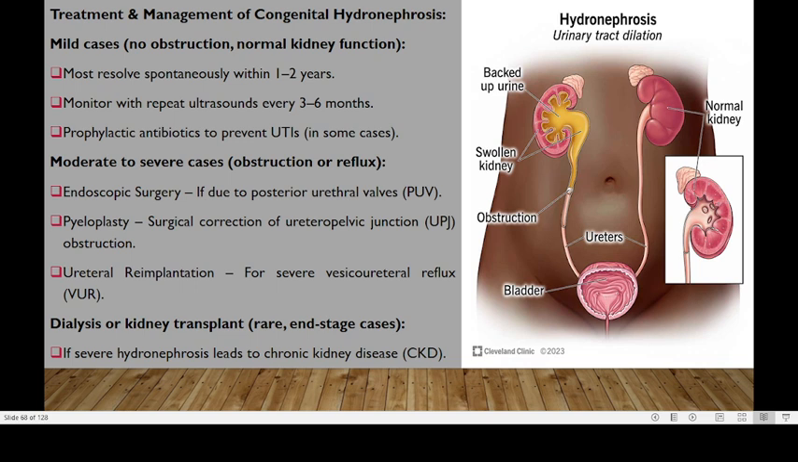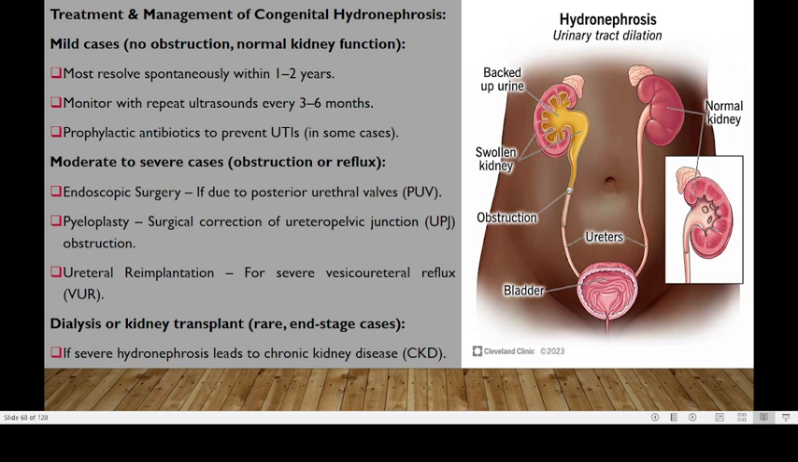In treatment and management of congenital hydronephrosis, for mild cases where there is no obstruction but with normal kidney function, this can resolve spontaneously within 1 to 2 years. But you need to monitor with repeat ultrasounds every 3 to 6 months and also give prophylactic antibiotics to prevent UTIs, although in some cases not all.